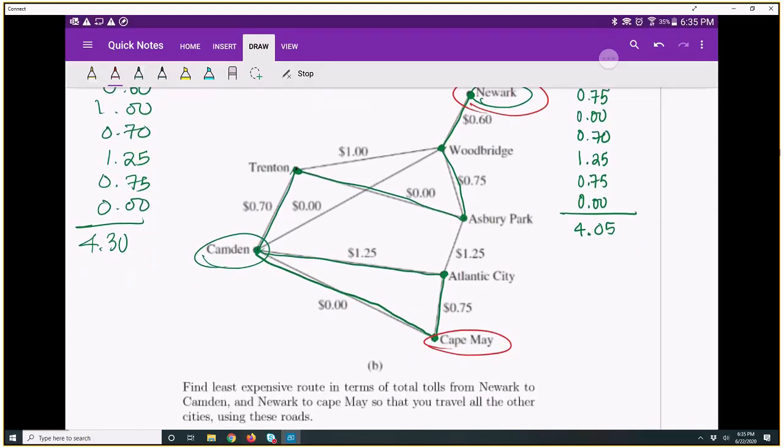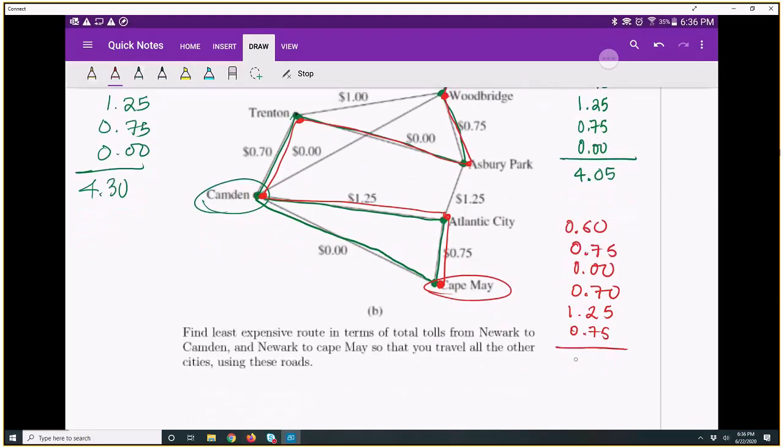Now, we can also travel from Newark to Cape May. So, of course, we first travel to Woodbridge, 60 cents. Then travel to Asbury Park, then to Trenton, Camden, Atlantic City, and Cape May.